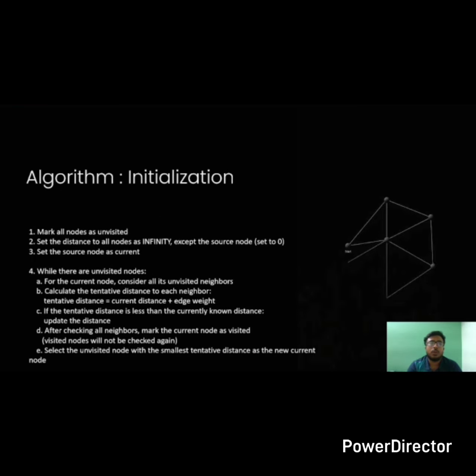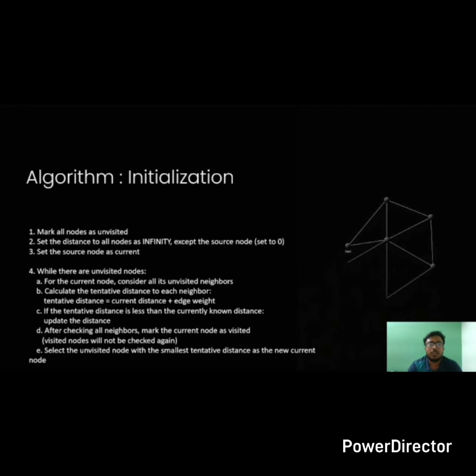Now we move on to algorithm initialization. Firstly, we mark all nodes as unvisited, and we set the distance to all nodes as infinity, except the source node, which we set as 0. Set the source node as current, and while there are unvisited nodes, for the current node, consider all its unvisited neighbors. Calculate the tentative distance to each neighbor.